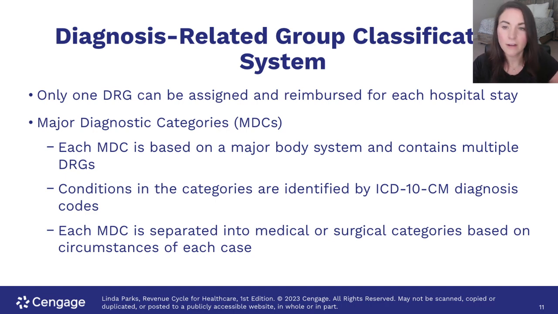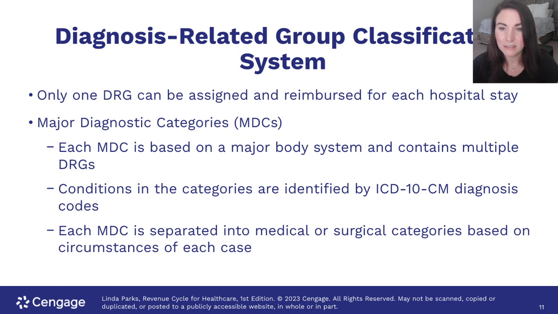The structure of the DRG system is a hierarchy and begins with major diagnostic categories, or MDCs. Each MDC is based on a major body system, so the nervous system, the respiratory system, circulatory system, etc. There's 25 of these categories. The conditions in these categories are identified by ICD-10-CM diagnosis codes.